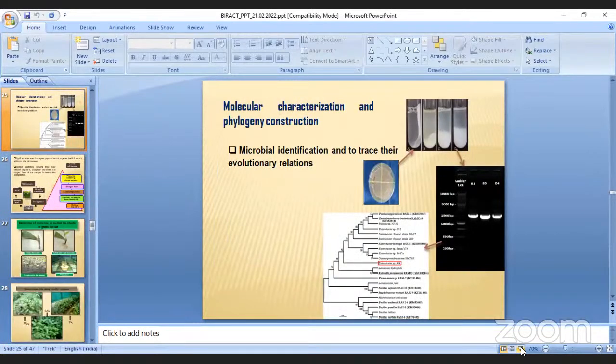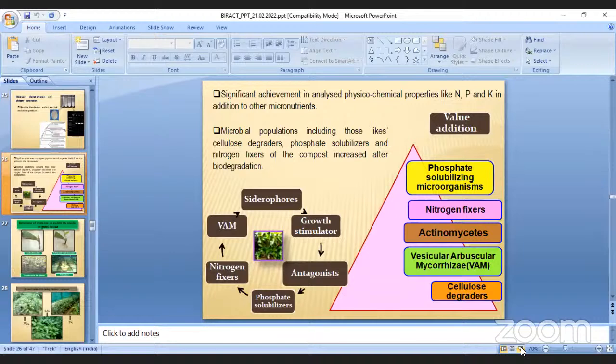Molecular characterization is very much needed because until and unless we characterize a microorganism, the entire work is not done. So molecular characterization and phylogenetic construction are very much needed, and we need to carry out these activities for proper characterization. Then, one of the most important things: we use cellulose degrading microorganisms with potent worm species for bioconversion or biotransformation activities.